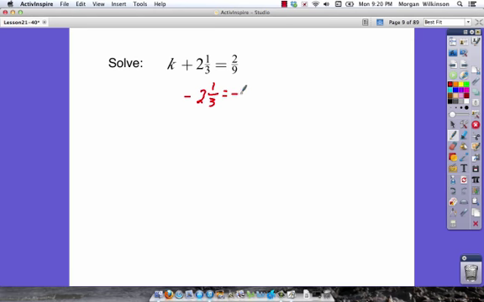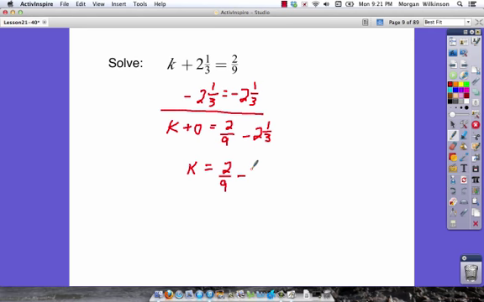What we do on one side, we do on the other side, so minus 2 1/3. And we're going to have k plus 0 is equal to, and we're going to write it out horizontally, 2 ninths minus 2 1/3. Now we can go ahead and solve for k, because we know k plus 0 is the same thing as k. Let's go ahead and do the math. Now, 2 ninths minus 2 1/3.